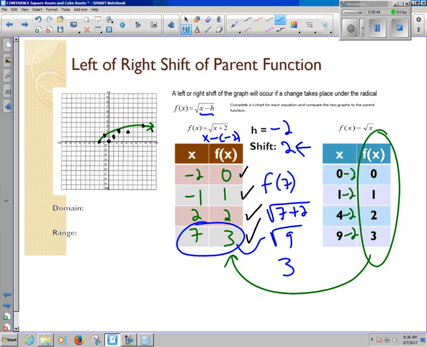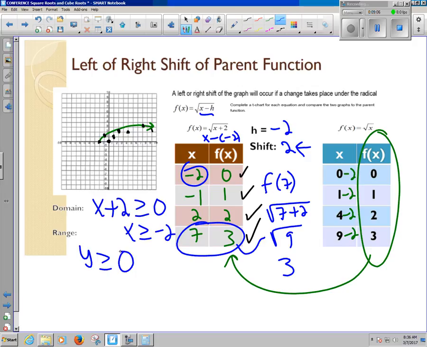It also works on copying over the parent graph column and subtracting 2 units from each thing in the x column. So our domain here, again, you take what's under the radical, x plus 2 greater or equal to 0. So x has to be greater or equal to negative 2. Okay, so that works. And the range, again, is still going to be y greater or equal to 0, since we did not move it up or down. Okay, so that shifts left or right.